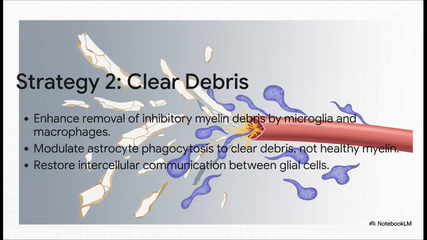The second strategy is to manage the aftermath of demyelination. You see, the lipid-rich debris that's left behind isn't inert. It's pro-inflammatory, and it actively inhibits the differentiation of OPCs. So, efficient clearance of this debris by phagocytic cells like microglia is a prerequisite for repair. Therefore, therapies must enhance this cleanup process, ensuring the phagocytes clear debris effectively without inadvertently targeting healthy myelin, a process that requires tightly regulated intercellular communication.